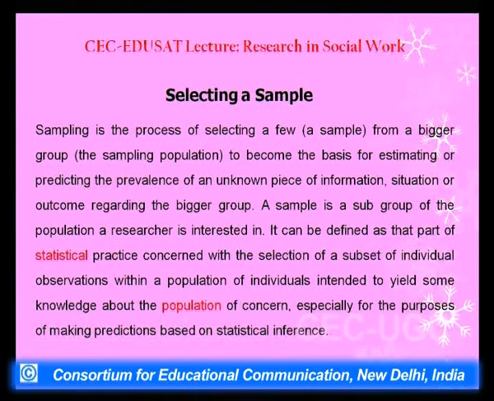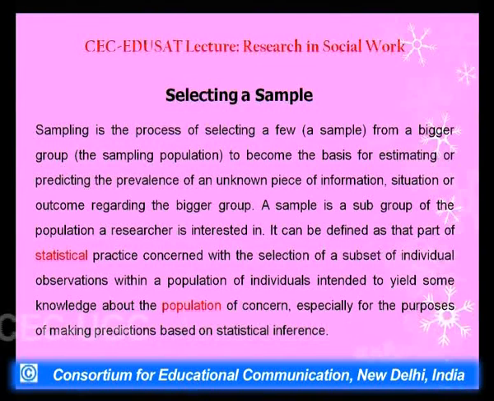We select a sample, and I'm sure all of you know what sampling is, but just to reiterate, sampling is the process of selecting a few or a sample from a bigger group, which is the universe or the population, to become the basis for estimating or predicting the prevalence of an unknown piece of information, situation or outcome regarding the bigger group. The sample is a subgroup of the population that the researcher is interested in.